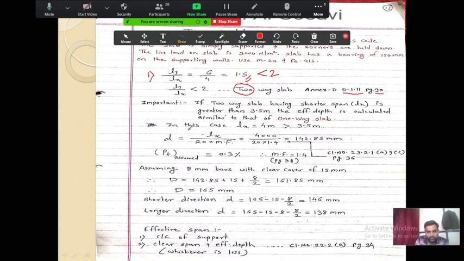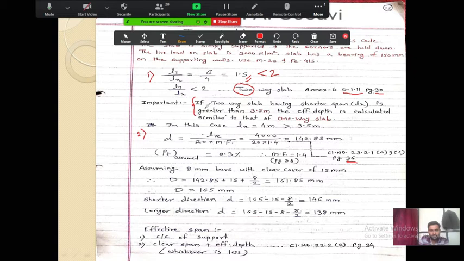So the span to effective depth ratio we should take while designing the two-way slab is given on page number 36, clause number 23.2.1. So our next step is to calculate the depth. This is our second step, but the important note is written over here.